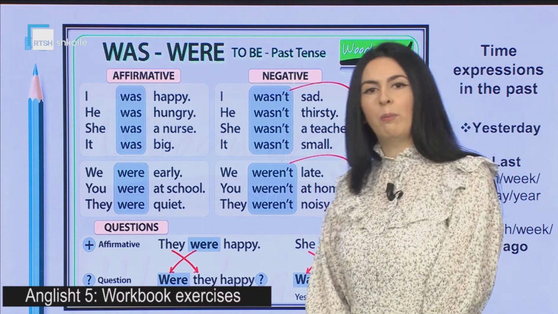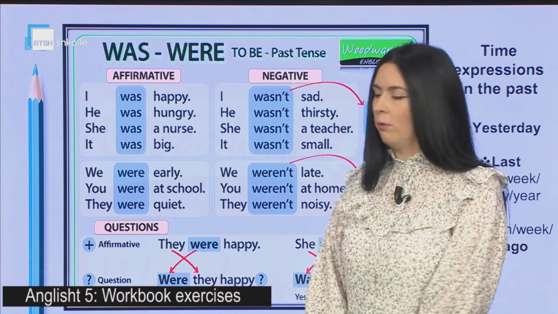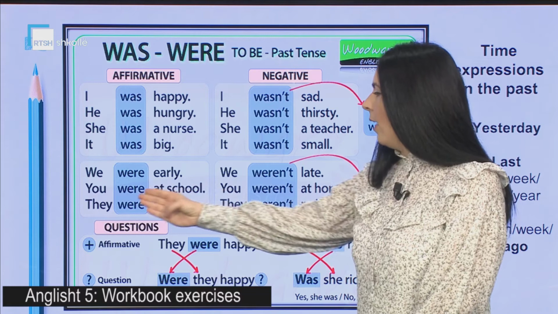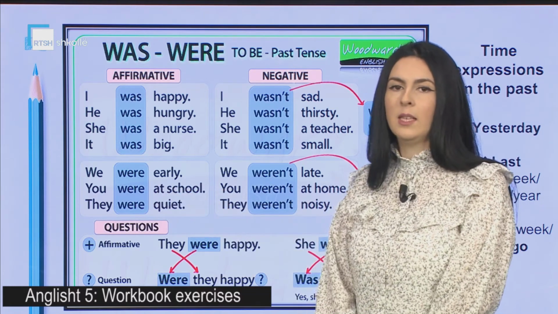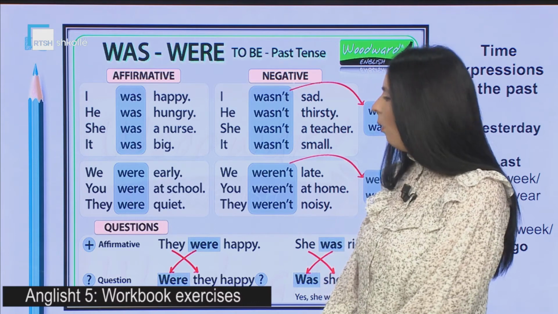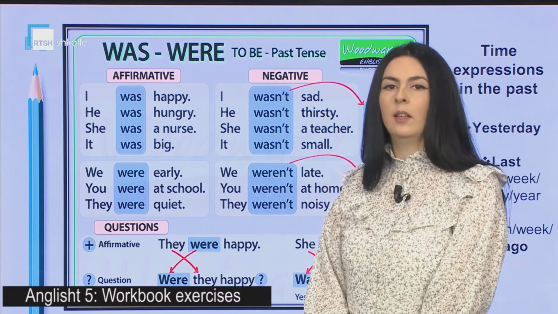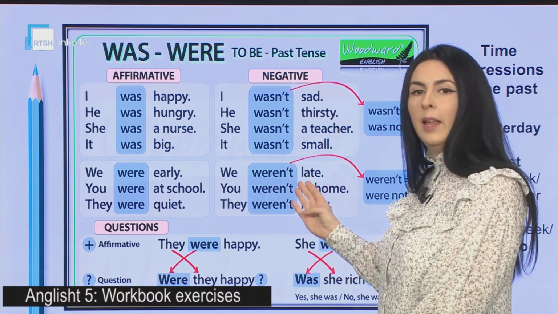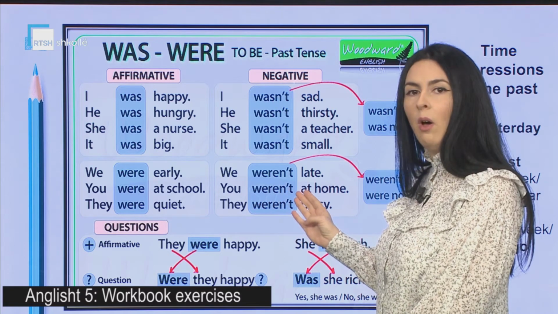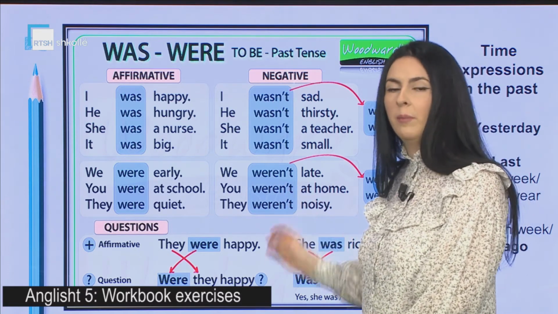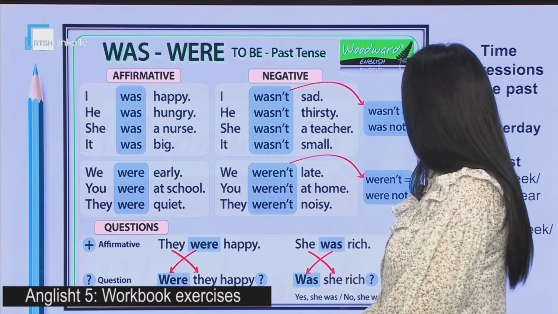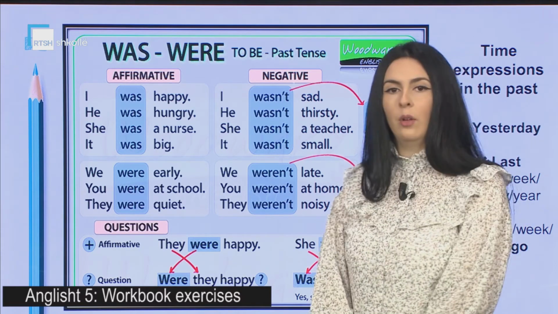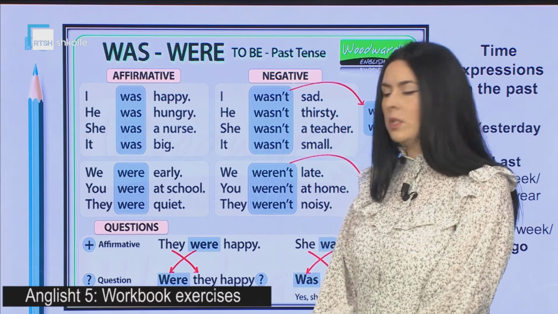Let's continue with the plural pronouns and then with the interrogative form. We were early, you were at school, and they were quiet. In this case, as you can see, the verbs are all were, because we already said that are becomes were. And we weren't late, you weren't at home, and they weren't noisy. Remember, were not is contracted to weren't. So weren't is the short form of were not.